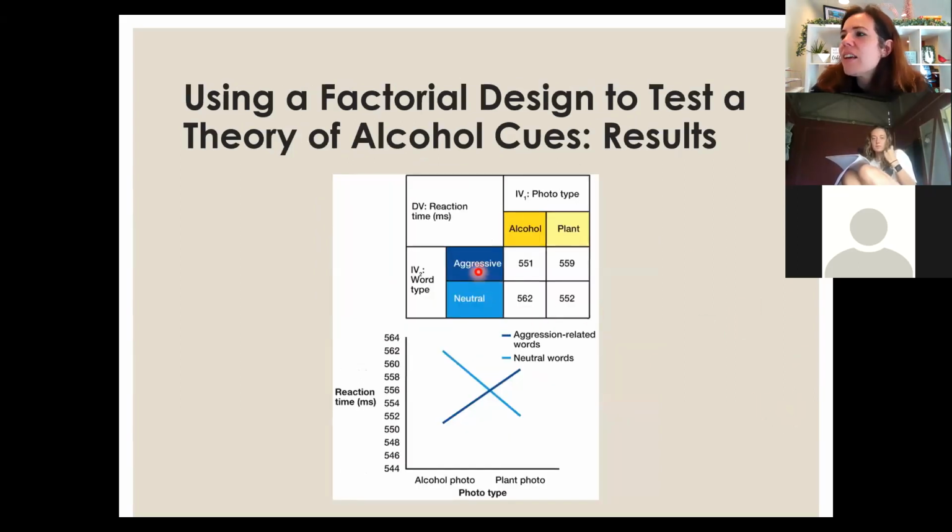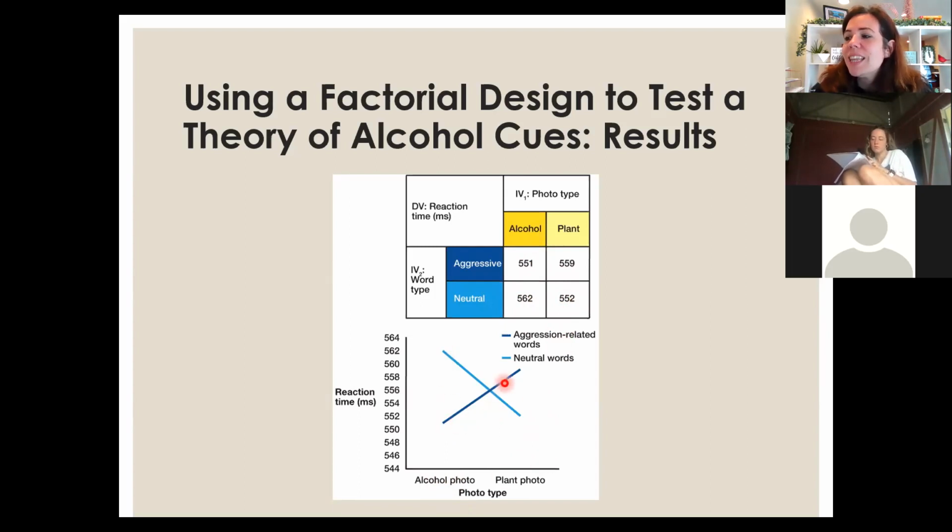So we can see that if they were cued with an alcohol photo, they got 551. That was their reaction time. So it was a quicker reaction than if they were cued with a plant photo. Similarly, if they were cued with an alcohol photo, here's their reaction time for neutral words. It was longer than if they were cued with a plant photo. So this is how it would be shown. If you're cued with the alcohol photo, here's the reaction time: we got 562 and here we got 551.